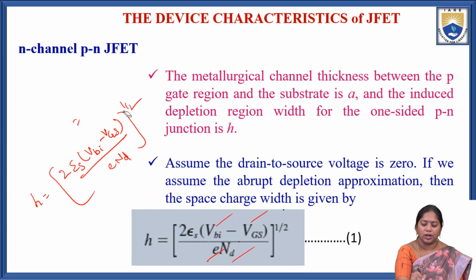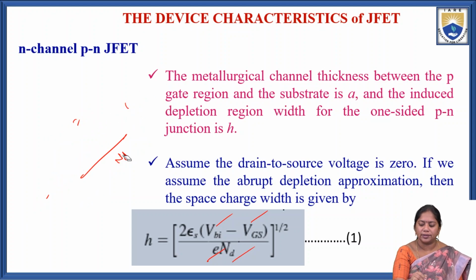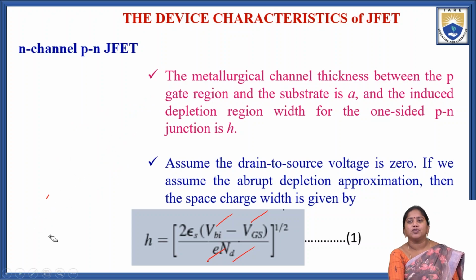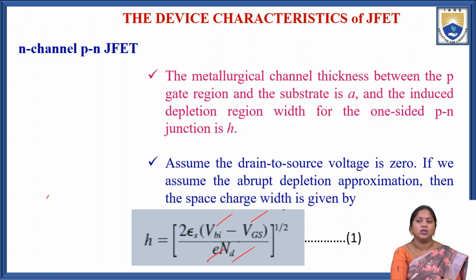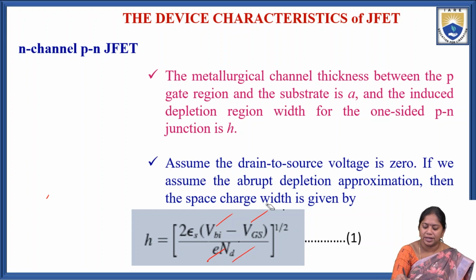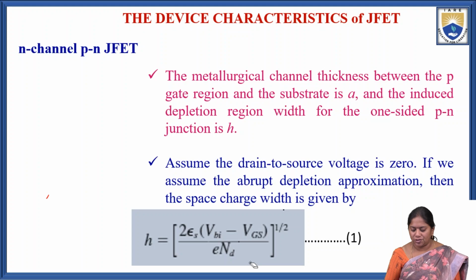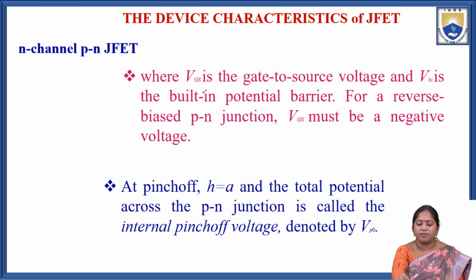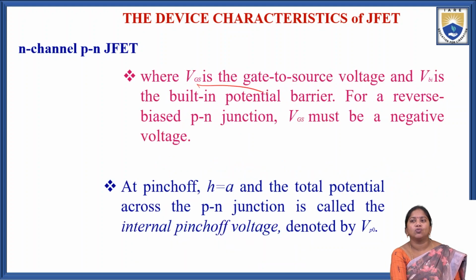Assuming the abrupt depletion approximation and VDS equal to 0, the space charge width is given by h equal to [2 epsilon S (VBI minus VGS) divided by e ND] to the power of 1 by 2. That is equation 1, where VGS is the gate to source voltage and VBI is the built-in potential barrier.